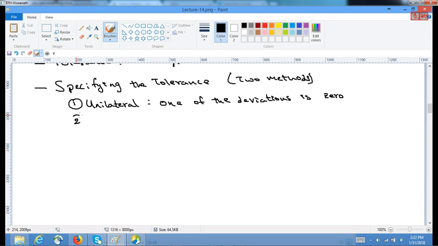Whereas in the bilateral, none of the deviations are 0. You don't need both the deviations to be 0. You can still have both the deviations to be non-zero. So if one of the deviations is 0, you can go with the unilateral specifications.